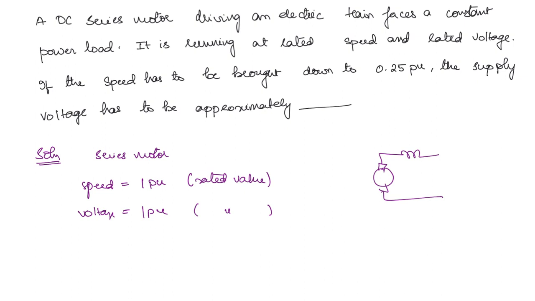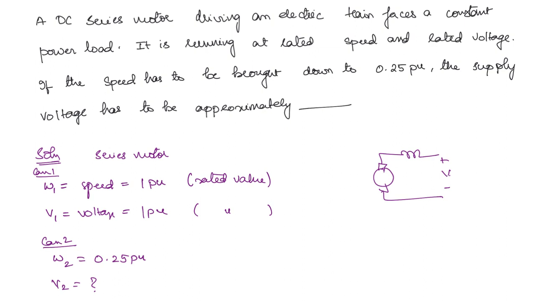Okay. Now what else is given? If the speed has to be brought down to 0.25 per unit, so we will take this as omega 1. This is the first case, and the voltage also we will take as V1. Now what do we want? We want case 2, this is case 1, and case 2, the speed omega 2 is 0.25 per unit, and we want the value of V2. So this is the voltage V1 and V2 we are talking about.